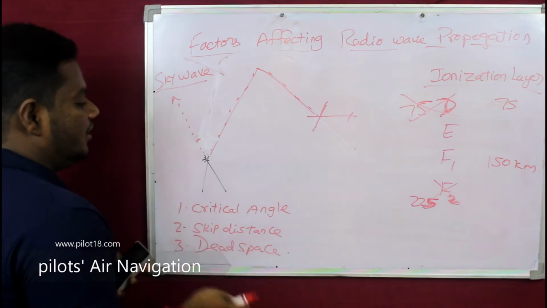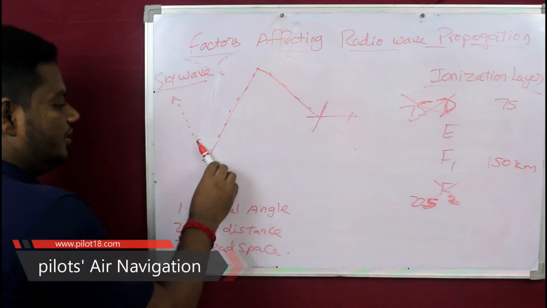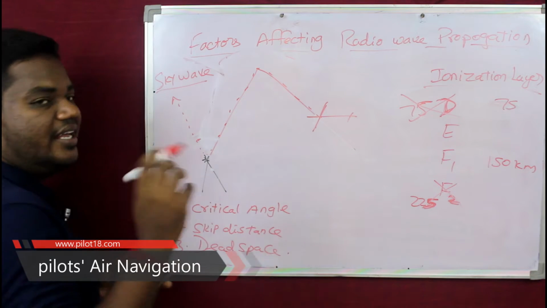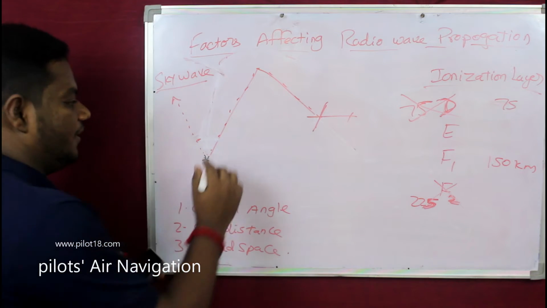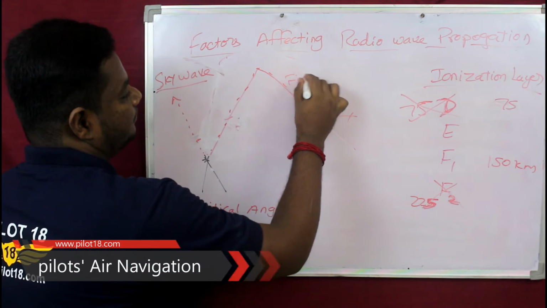So first I was transmitting my radio wave in this direction, and let's say it's not coming back. Then slowly I increased the angle, and at this angle I received the sky wave for the first time. That wave is known as the first returning sky wave.